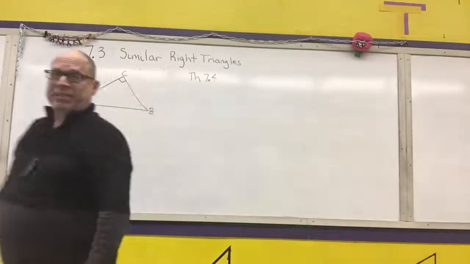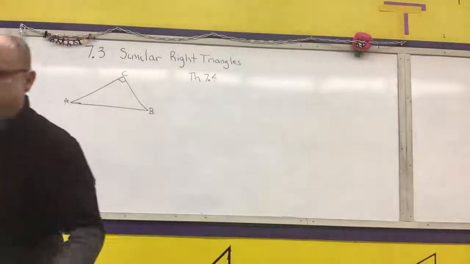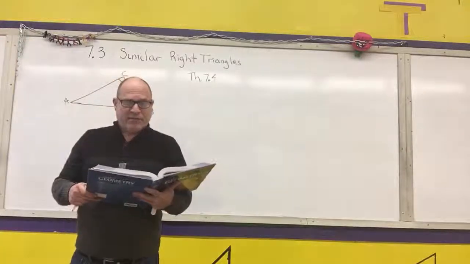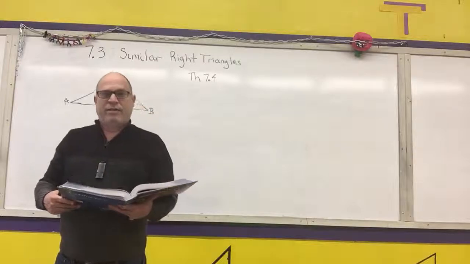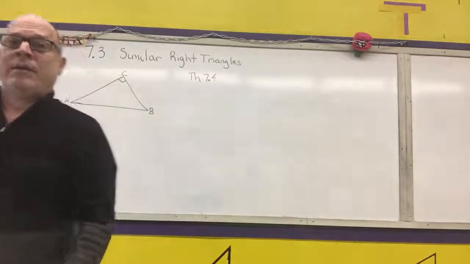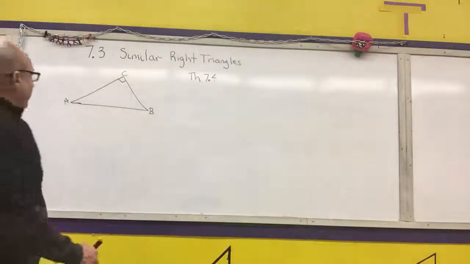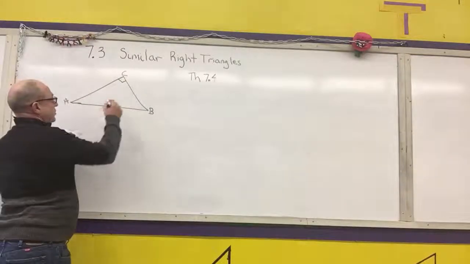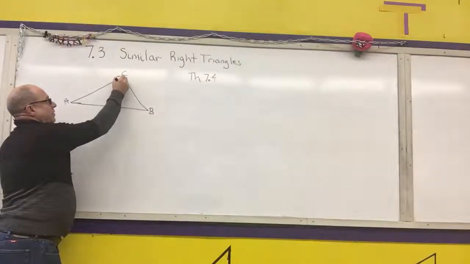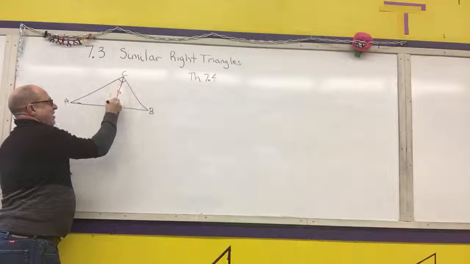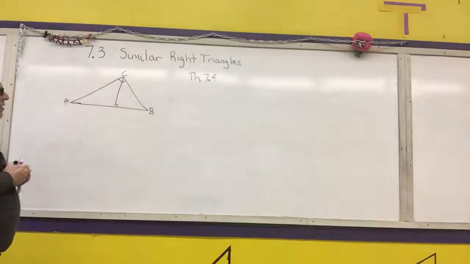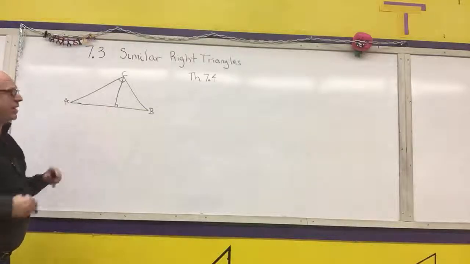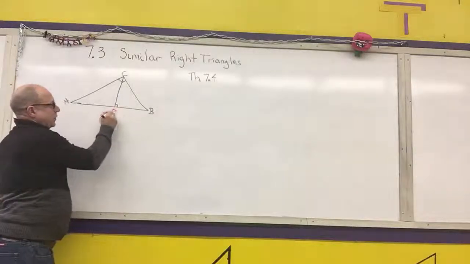The theorem states, if the altitude is drawn to the hypotenuse of a right triangle, then the two triangles formed are similar to the original triangle and to each other. So I'm going to draw it for you. An altitude connects the opposite side to a vertex, and it is perpendicular to the opposite side. I'm going to call this point D.